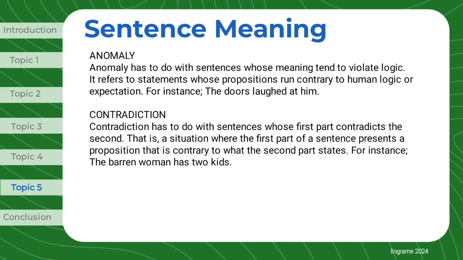Anomaly. Anomaly has to do with sentences whose meaning tend to violate logic. It refers to statements whose propositions run contrary to human logic or expectation. For instance, the doors laughed at him. Contradiction. Contradiction has to do with sentences whose first part contradicts the second. That is, a situation where the first part of a sentence presents a proposition that is contrary to what the second part states. For instance, the barren woman has 2 kids.